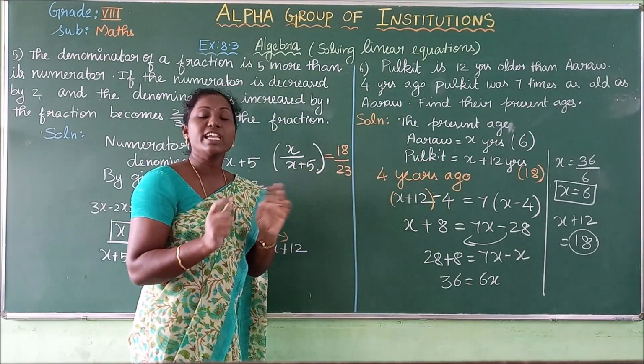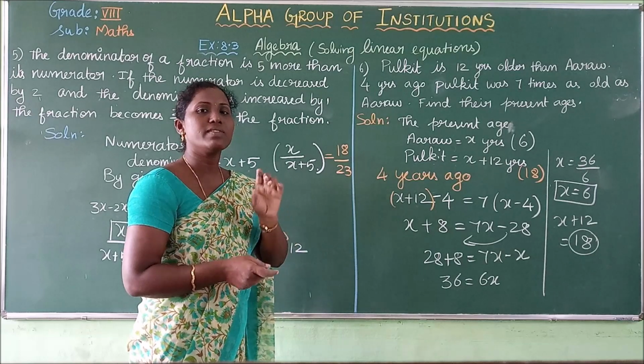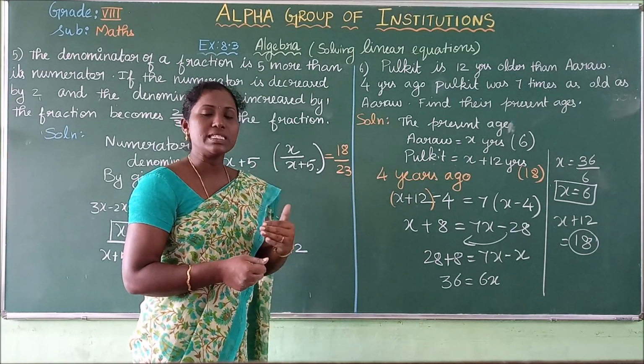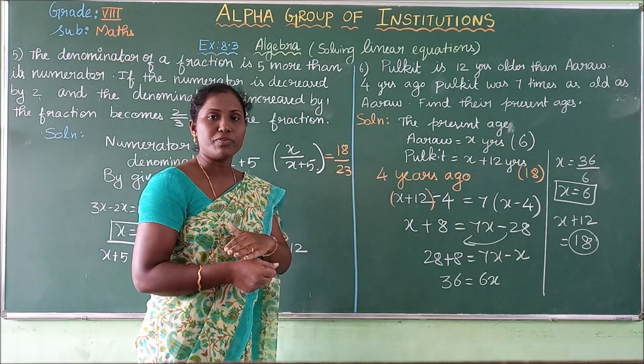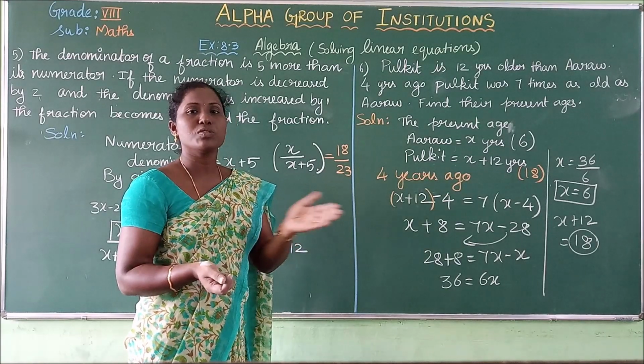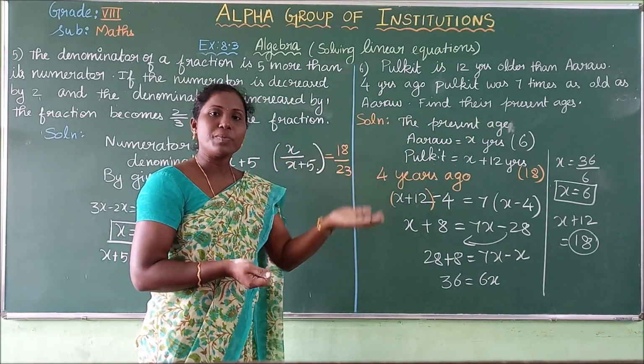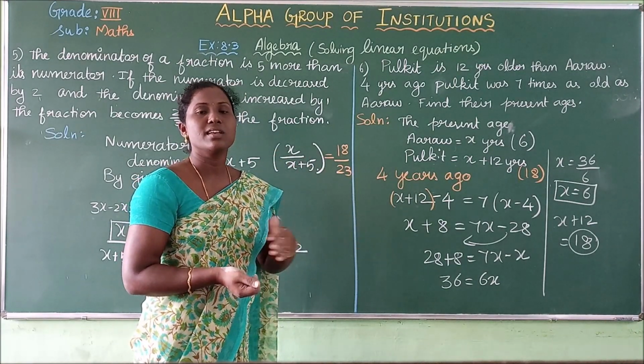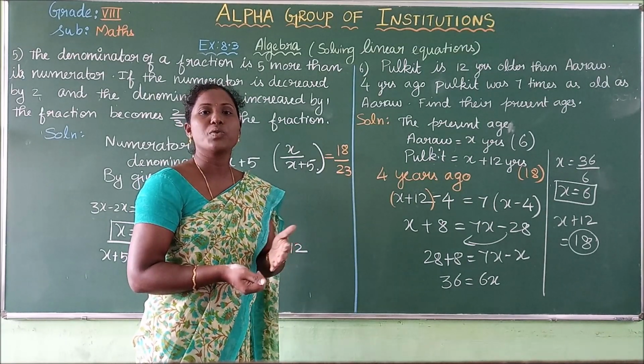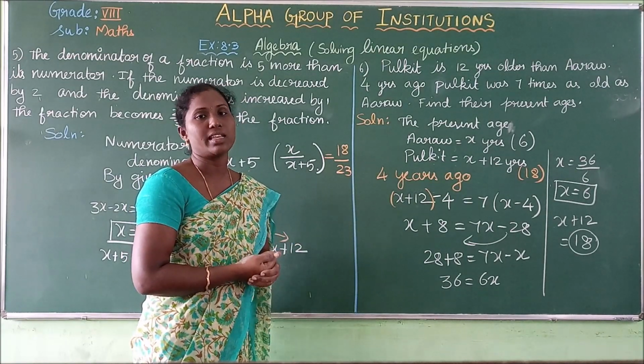So if you get the age problems, it is very simple. Surely they will give the condition in the question. You have to see whether it is after or before. Past years means you have to subtract from the present age; 4 years hence means you have to add the years and calculate the ages.